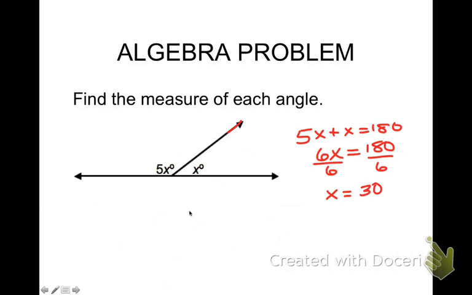So what's this angle's measure going to be? 30 degrees. What's the other angle going to be? 150. Good. Yes? Not too challenging? All right, so we're going to do some practice problems.